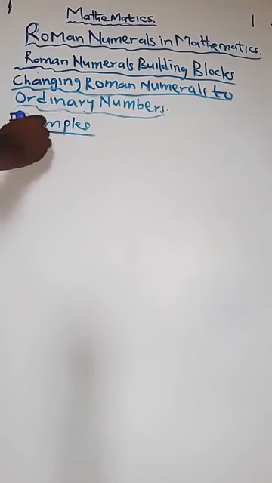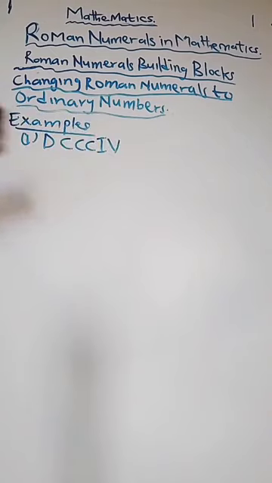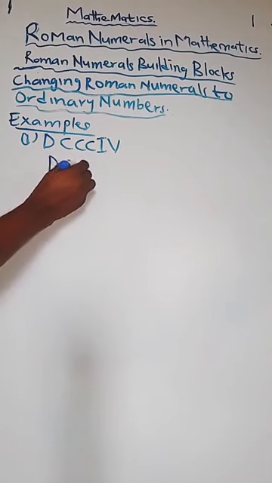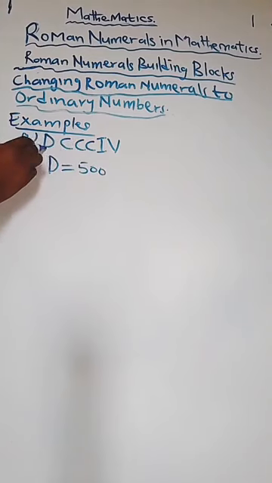Let's say you have D, C, C, C, I, V. This is what you have. So let's break it down so that we can get the accurate value. Now, D is 500. C, C, C are after the D, which is larger. So looking at it like this, we are going to add together.